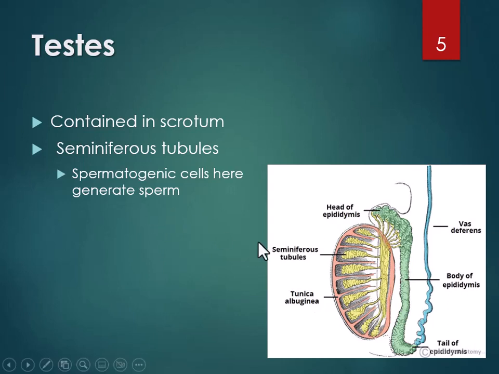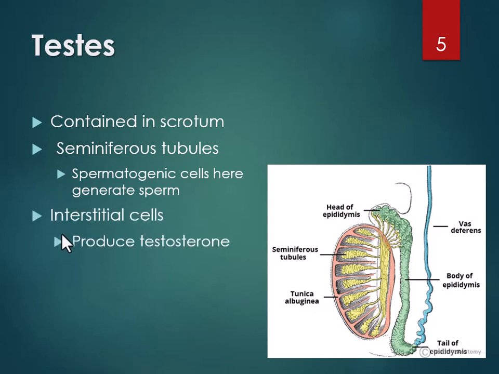Sperm production starts in tubes inside the testes called the seminiferous tubules. That's where the spermatogenic cells are, and at puberty they will be induced to generate sperm. Also in the testes are interstitial cells, and those are the cells that produce testosterone.